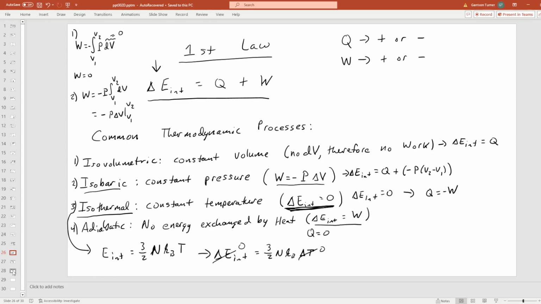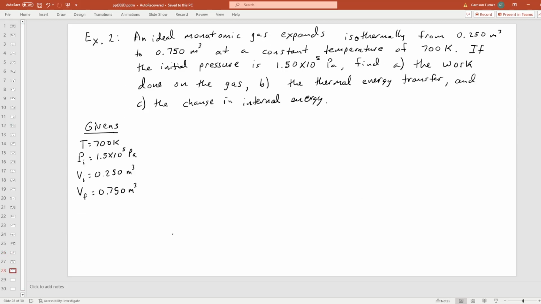And so what that means is Q and work are going to be negatives of each other. All right. So what we can see here under our sign convention is that since the system is expanding, our work will be negative. Okay? Our work will be negative, and therefore our Q will be positive.